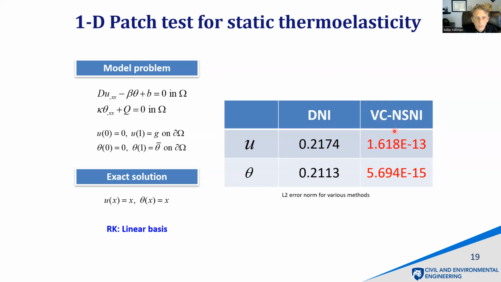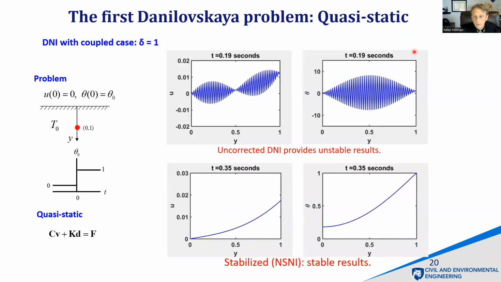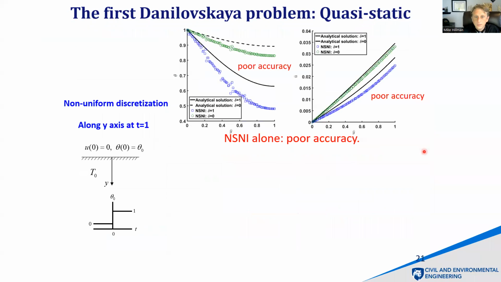I mentioned that for this patch test correction, you can actually correct any type of numerical integration. So what we end up doing is correcting that stabilized nodal integration. You can see this is just a verification, and we can still pass this patch test using the correction for the stabilized nodal integration. And we do this for thermoelasticity now. Let's look at some benchmarks. This is the result I showed before, just getting completely unstable in time. Here's NSNI, you can see it provides quite stable results.